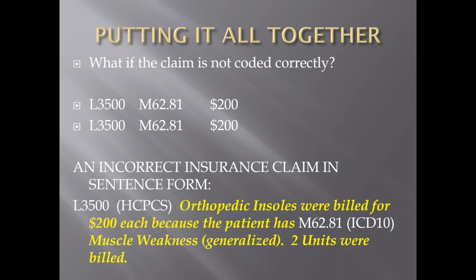It just wouldn't fly. The insurance carrier, first of all, would look at both of those codes because there's no modifier. They would think it was a duplicate. They wouldn't see the RT and the LT. So that's the first problem. The second problem is that muscle weakness, generalized muscle weakness, is not a diagnosis that would justify the need for orthopedic insoles. And then the final thing is that $200 a piece is way too expensive. And so that claim would more than likely be denied.